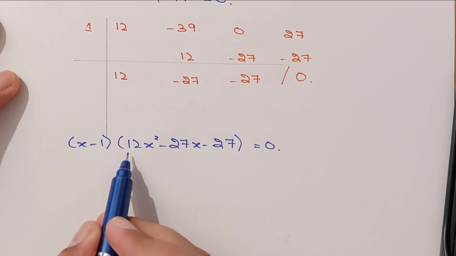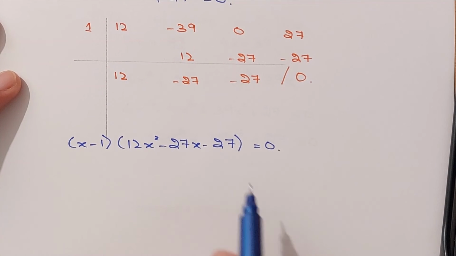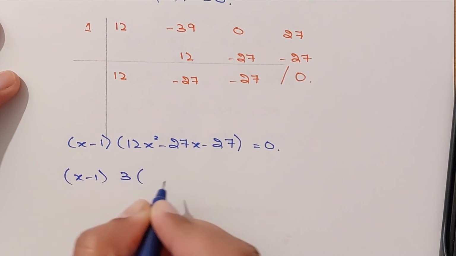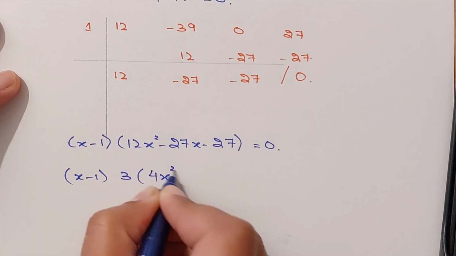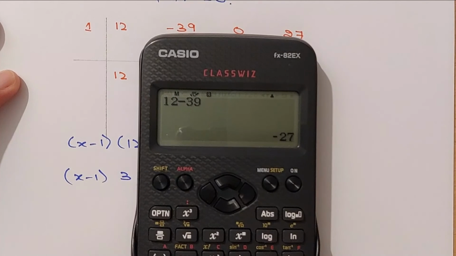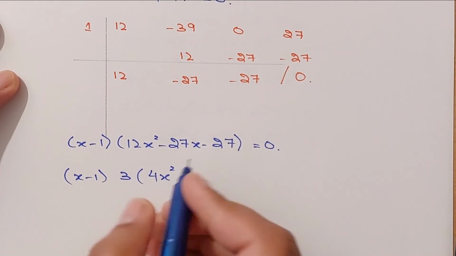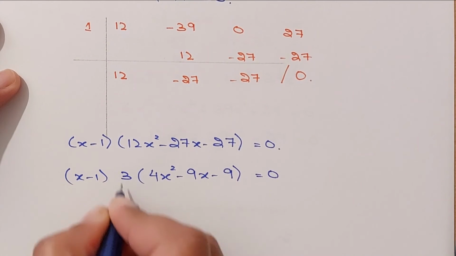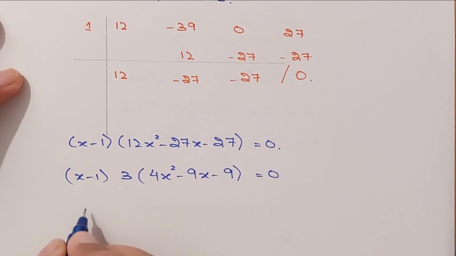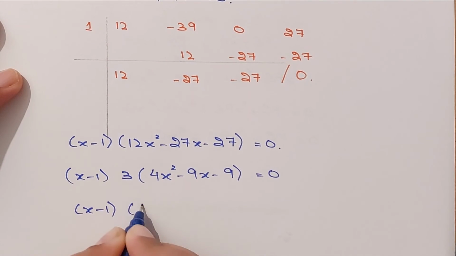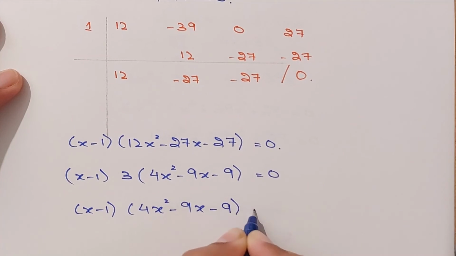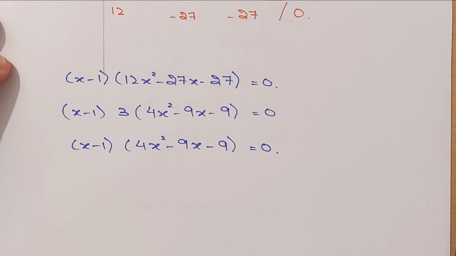Let me divide it by 3, or you can take 3 common. Taking 3 common, 3 times 4 is 12x square, 3 times 9 is 27, so we have x minus 1 times 3 times 4x square minus 9x minus 9 equals 0. Dividing 3 with 0 is just 0, so x minus 1, 4x square minus 9x minus 9 equals 0. Now this is a quadratic equation.